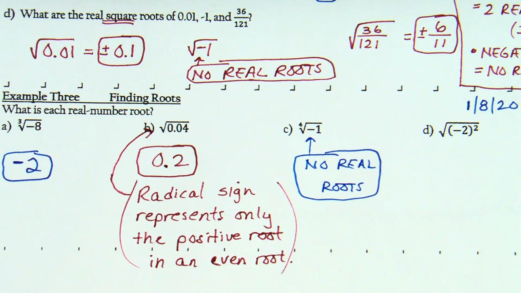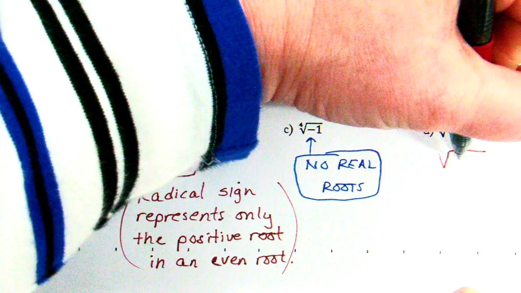Thoughts on D? The square root of -2 squared. That's what I thought. -2 times -2 is 4. Okay. -2 squared, if you go ahead and do that math, is 4. And turn it around, the square root of 4 is 2.